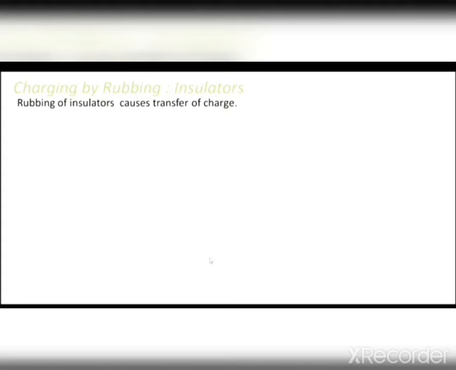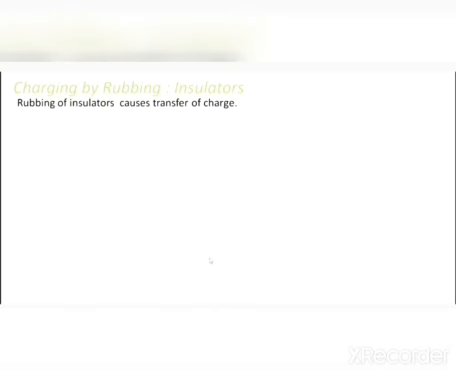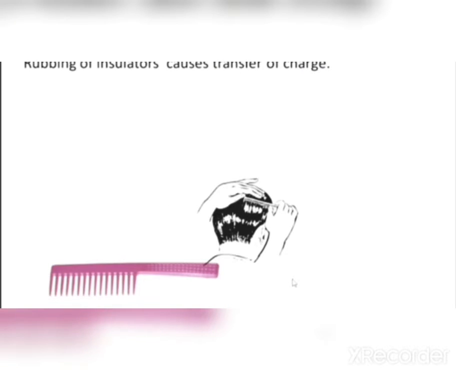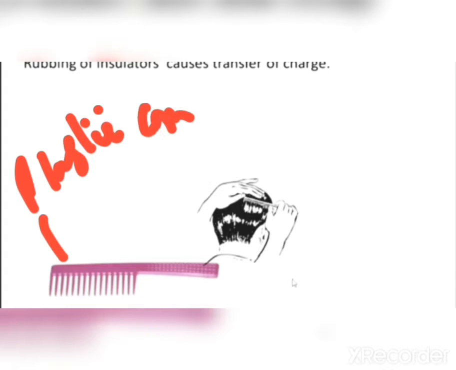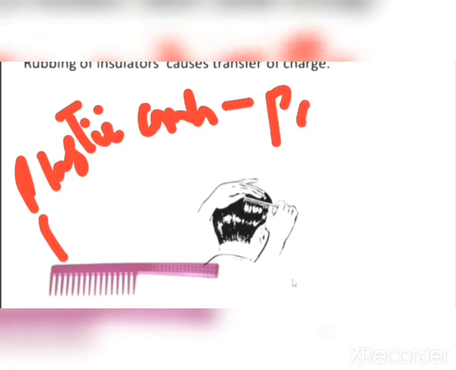So, let's have a look at the process. When we rub two objects, there is transfer of electrons taking place, right? So, let's take the example of this plastic comb. Now plastic is a poor conductor of electricity, right? Or you can say an insulator.